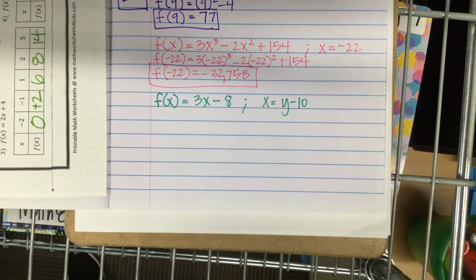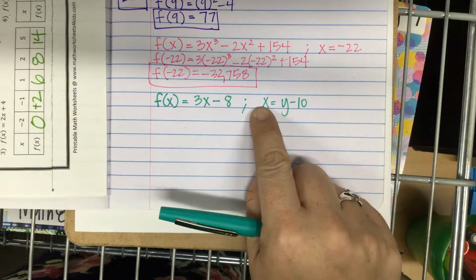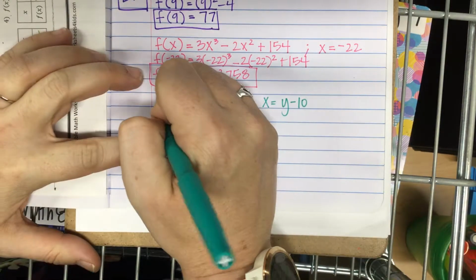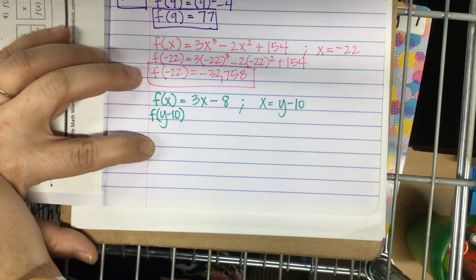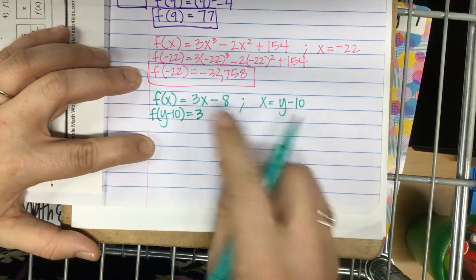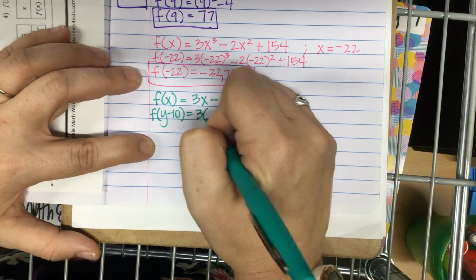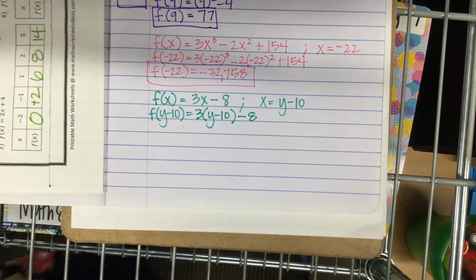What are you going to do? What are my steps? I wrote down 2 steps and only 2 steps. Substitute the given value. So instead of x, what am I going to replace it with? So the function of y minus 10 equals 3, and instead of x, I'm going to put in y minus 10 minus 8.